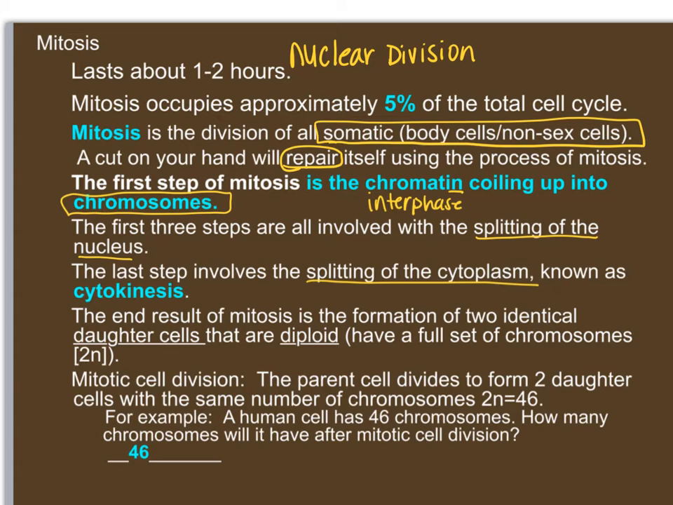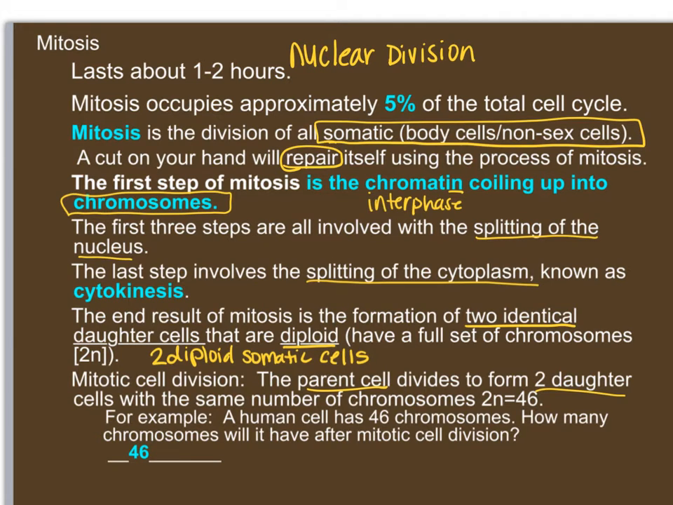At the end of mitosis, you should have 2 clones, 2 identical daughter cells that are diploid, okay? So you will have 2 diploid somatic cells. You take 1 diploid cell and it becomes 2 diploid cells. They are considered clones because they're genetically identical. All your skin cells should be exactly the same, right? So in mitotic cell division, the parent cell, your 1 diploid cell, divides to form 2 diploid cells. You start with the same number of chromosomes you end with. So no haploids in mitosis. Mitosis only deals with diploids.